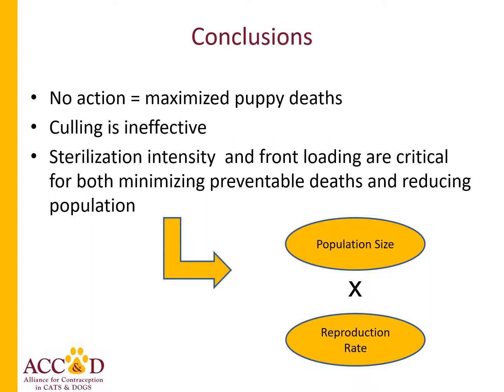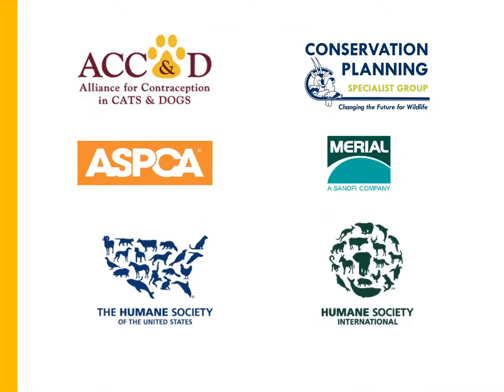And again, the reason is that by doing that front loading, you rapidly start to reduce the number of dogs that are present and rapidly reduce their reproduction rate. And those two things not only have their direct effect, but they have a multiplicative effect. They basically complement each other in that multiplicative way, which is why it's so advantageous to do your sterilization at that high intensity with a lot of front loading.